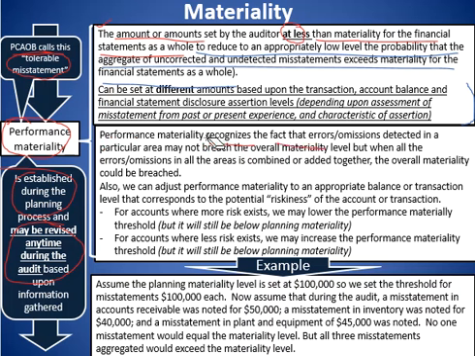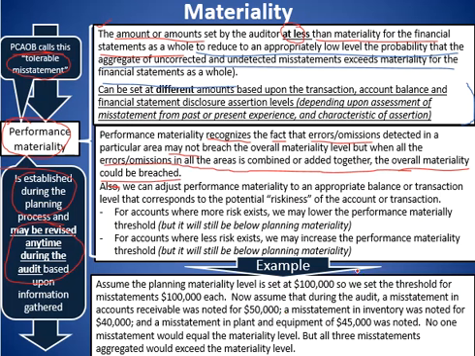and let me erase that, I made a mistake. Those markings are too low. Performance materiality recognizes the fact that errors and omissions detected in a particular area may not breach the overall materiality level, but when all the errors and omissions in all areas are combined or added together, the overall materiality could be breached.